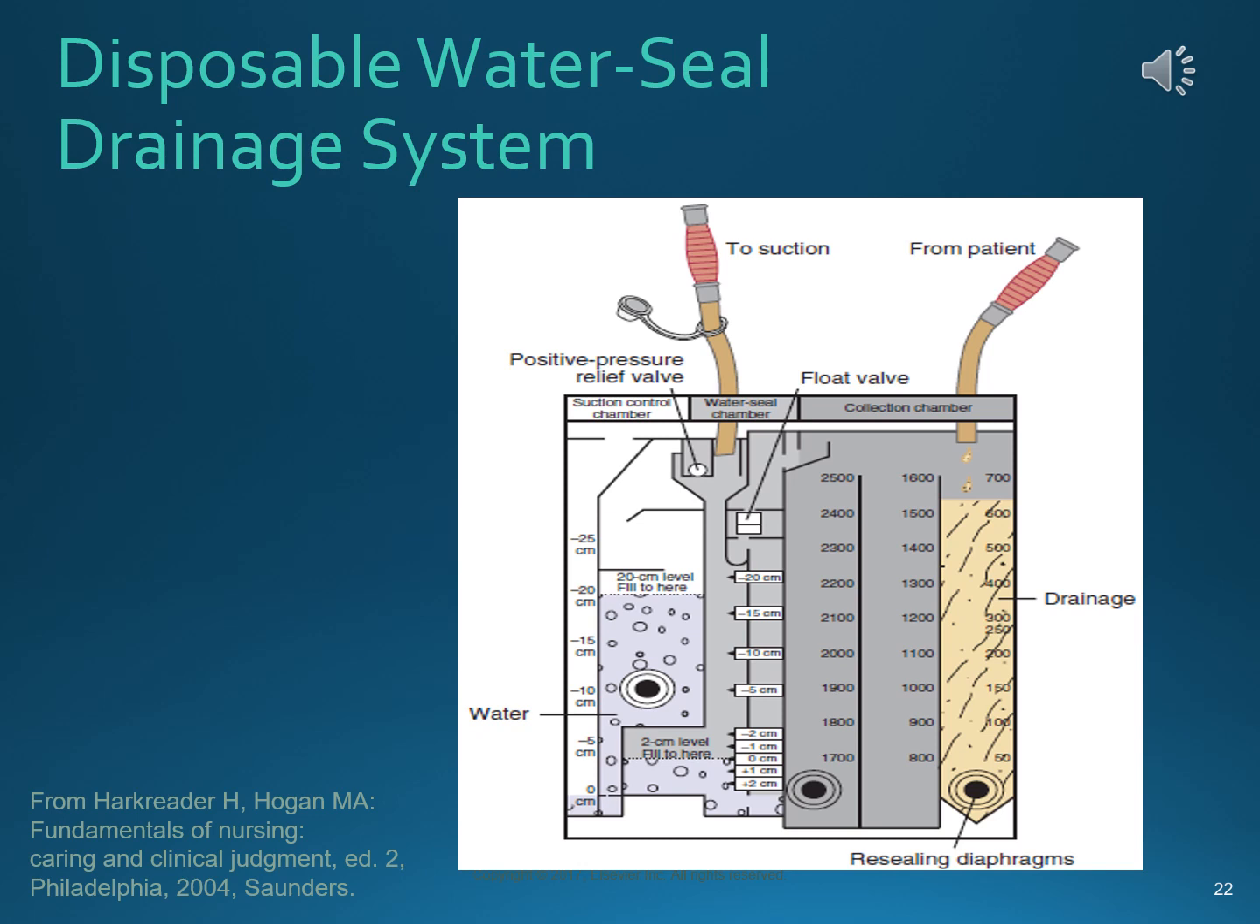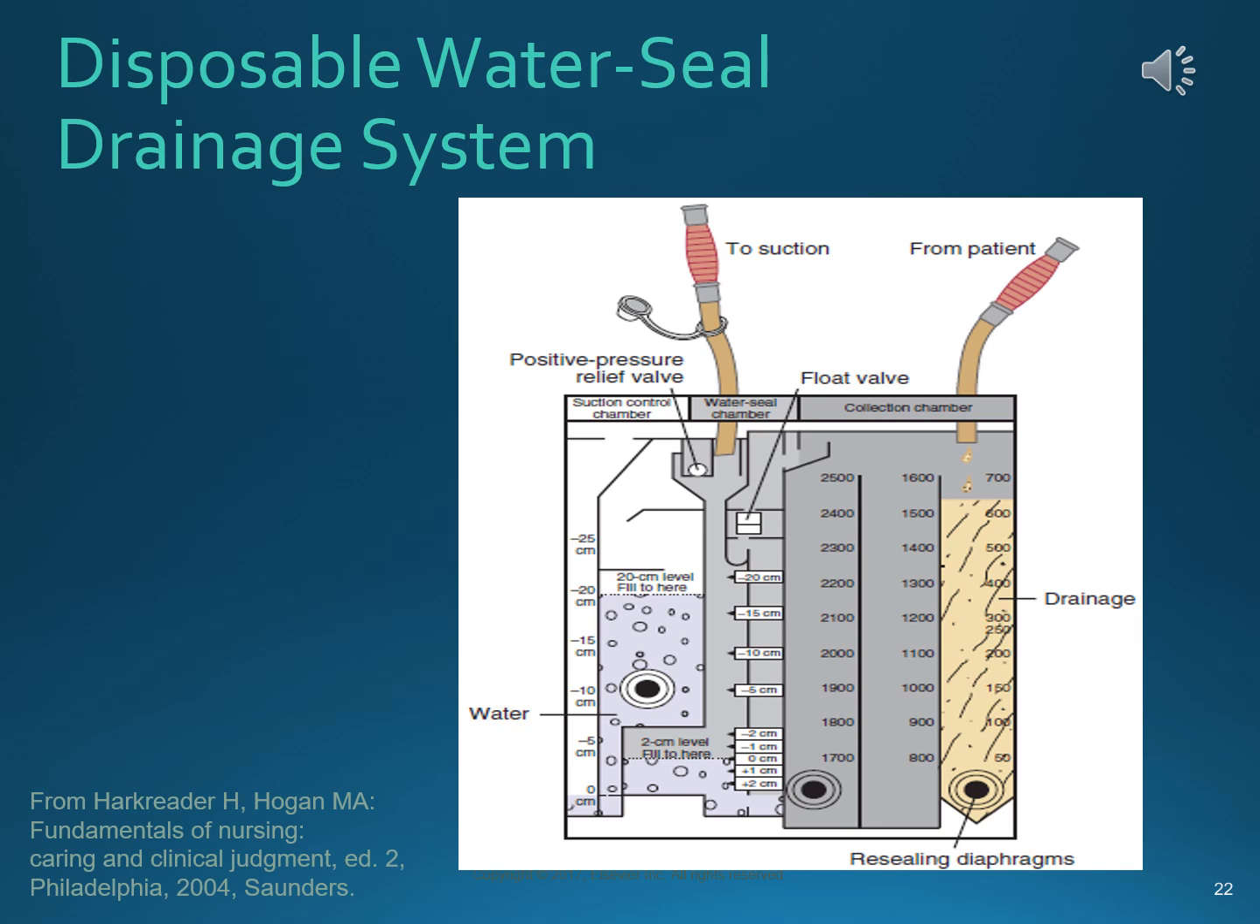Finally, here's a picture of the disposable water seal drainage system. What you'll see here is, in the left-hand system, your water seal chamber. That's the thing that will bubble intermittently, maybe tidal. Then you will see in the middle your suction chamber, and then you will see on the right your drainage chamber. And then where you would mark the drainage, the mLs are there, and you can go ahead and mark that every shift. And it should obviously be decreasing as the healing process takes place.